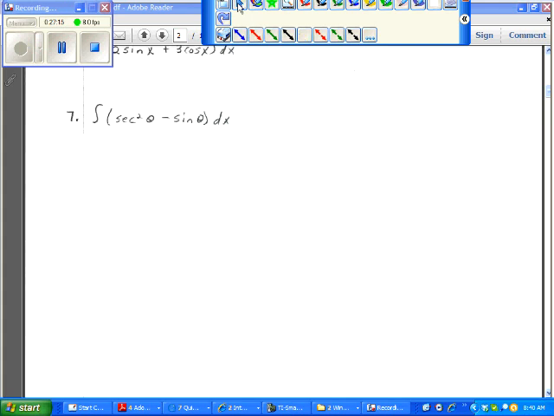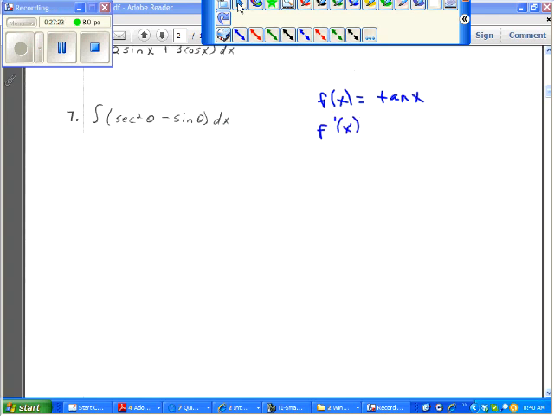So we know that if we had f of x is tangent x, the derivative of tangent would be secant squared x. So we know that secant squared x must have come from tangent x. We know that negative sine x comes from positive cosine x, and then we need that old faithful plus c. So this would take us back to the original function of tangent x.